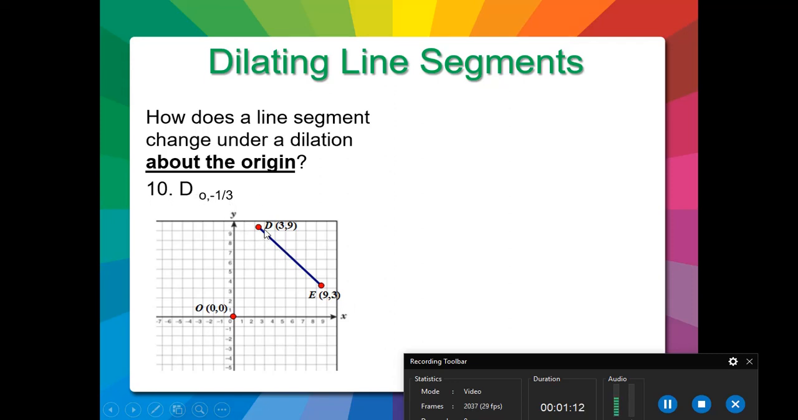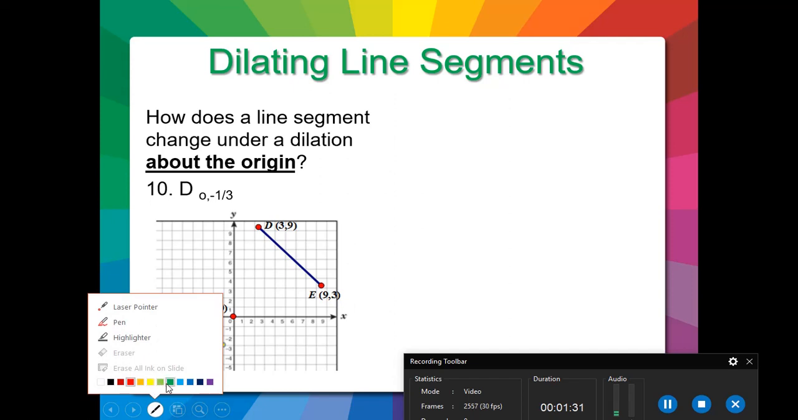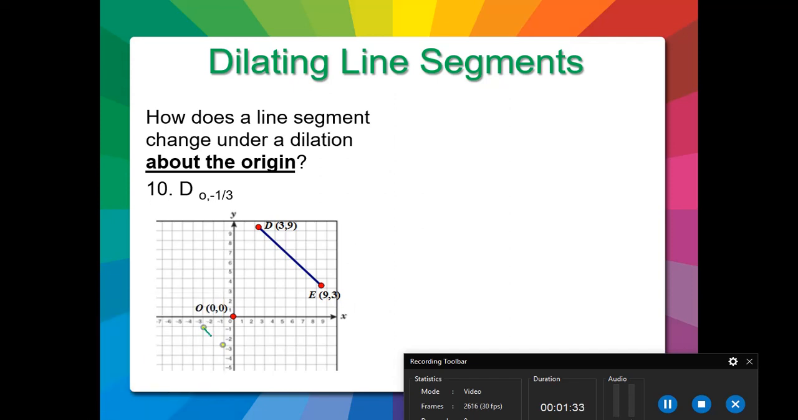So when I multiply it, my new ordered pair for D prime should be -1, -3, and we're going to place a point there. And then when I multiply the -1/3 times 9 and 3, I'll have a new location of E prime at -3, -1. And we can go ahead and use our straight edge and make our line segment. So the segment's been dilated by a scale factor of 1/3. It's 1/3 the original size, and the negative scale factor places it underneath.